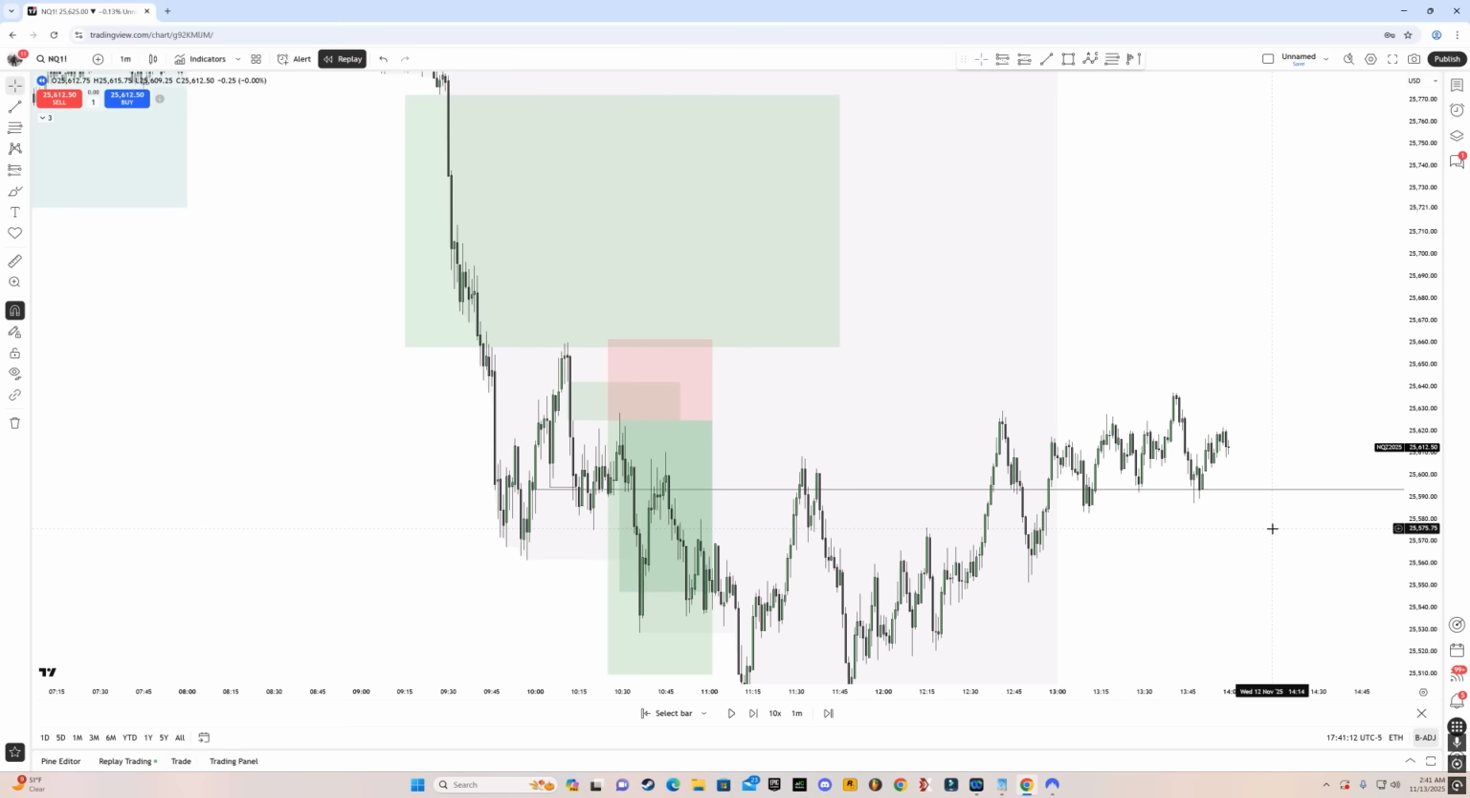And that's what the bias does, right? It gives you a clear mechanical edge that you can use every day. Let's move on to the next example.